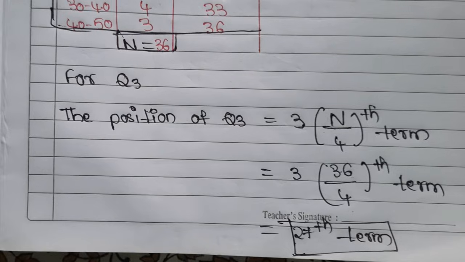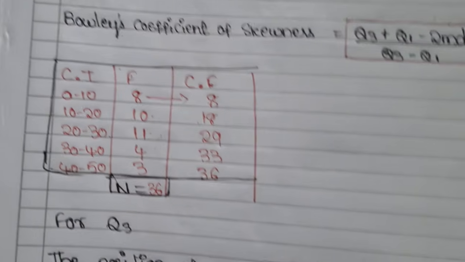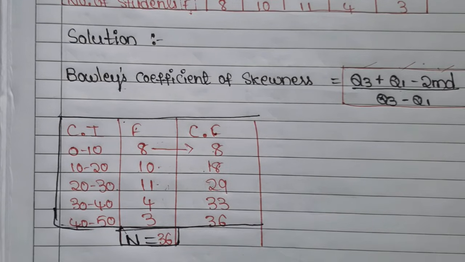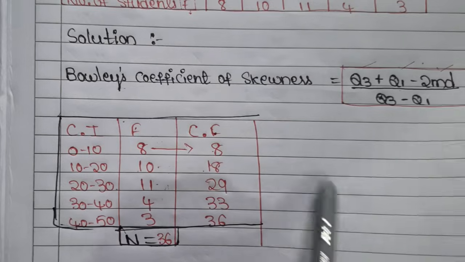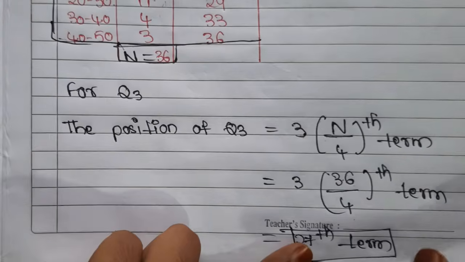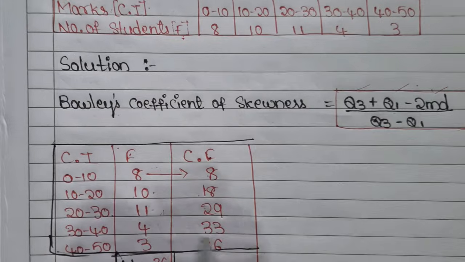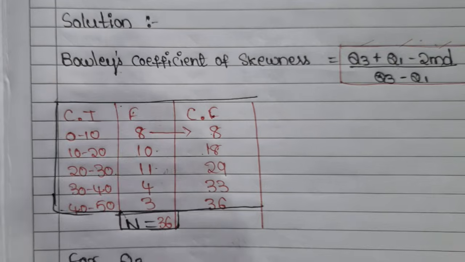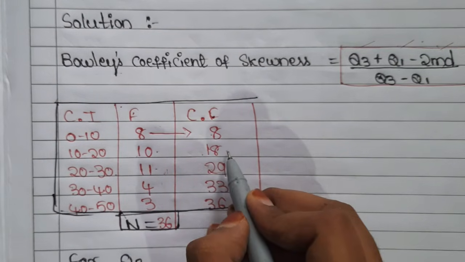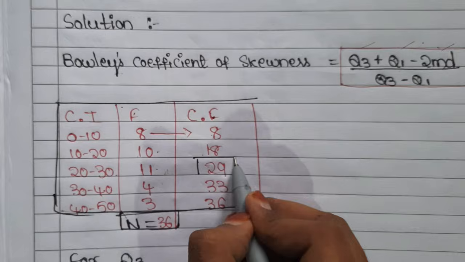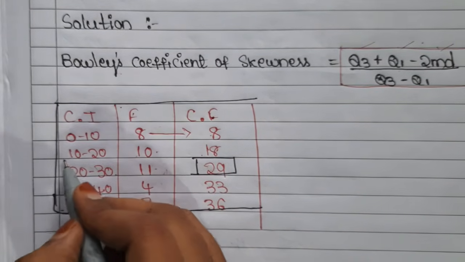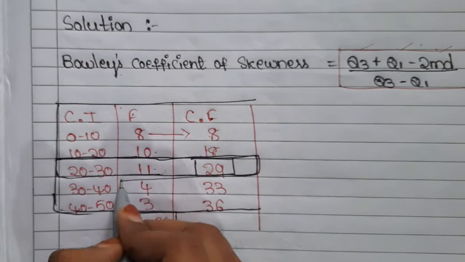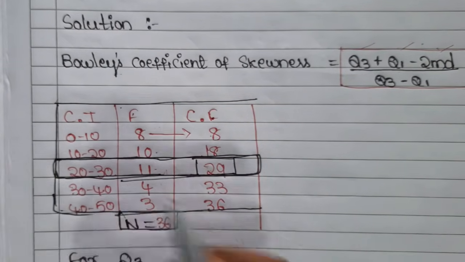This 27th term we have to find in our cumulative frequency. If we have the 27th term here, then we take that class. But if we don't have 27, we have to take the next highest number after 27. Do we have 27 here? No, we don't have 27 in this column. Then we see the next number after 27. 18 is less, 33 is more, but 29 is after 27. So this is our quartile box, and here our class interval will be 30 to 40.